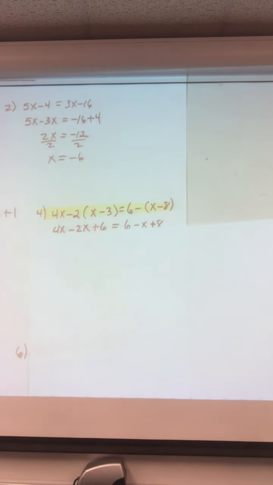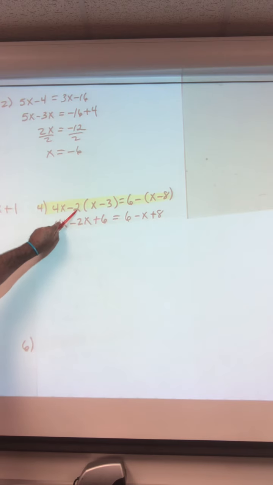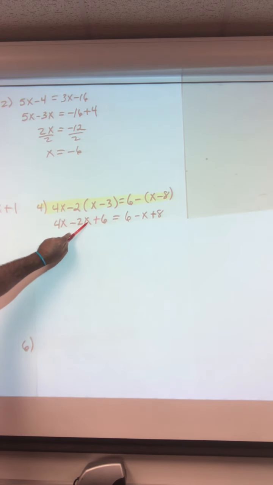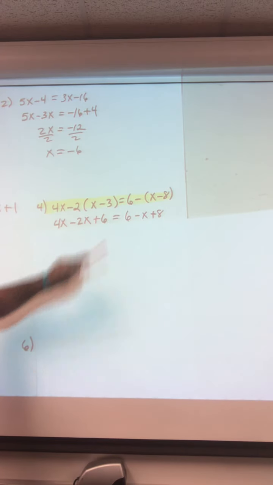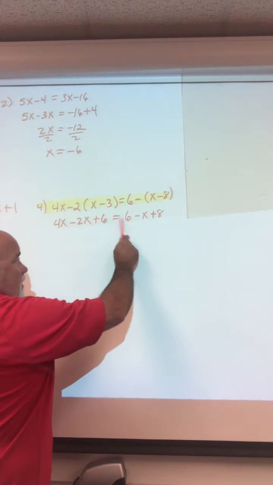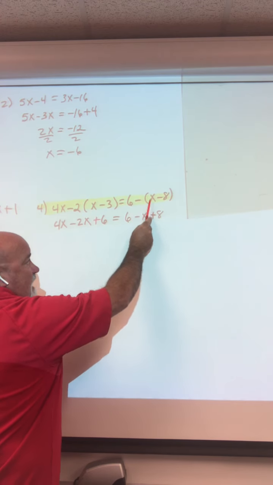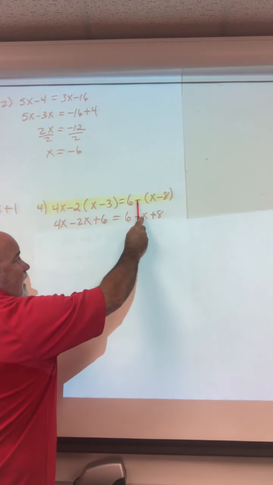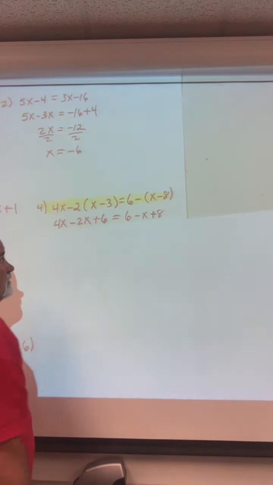When I do that, bring down the 4x. Negative 2 times x is negative 2x. Negative 2 times negative 3 is plus 6. Equals, right side, 6. Negative 1 times x is negative 1x. Negative 1 times negative 8 is plus 8.